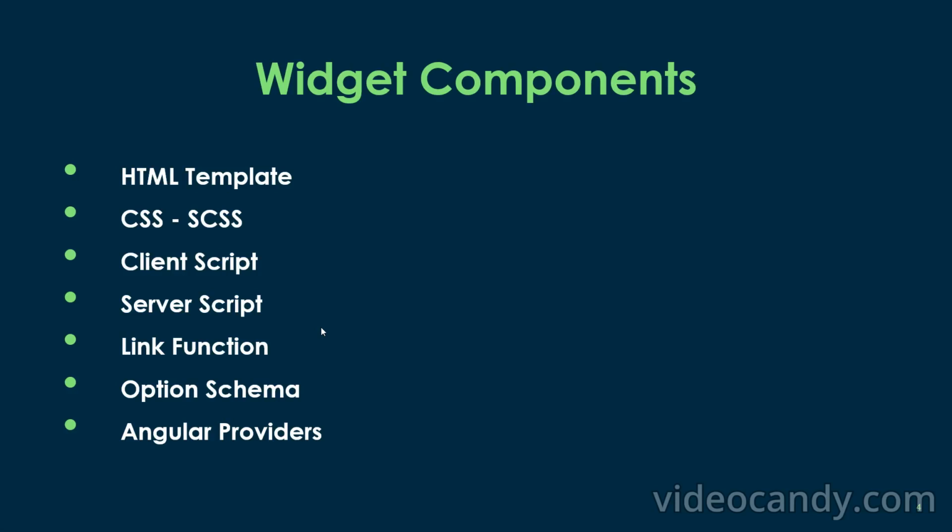Link function. A link function is an optional component. The link function uses AngularJS to directly manipulate the DOM. Then comes option schema. An option schema is an optional component. The option schema allows a Service Portal admin, that is the sp_admin role, to configure a widget. It makes widgets flexible and reusable.